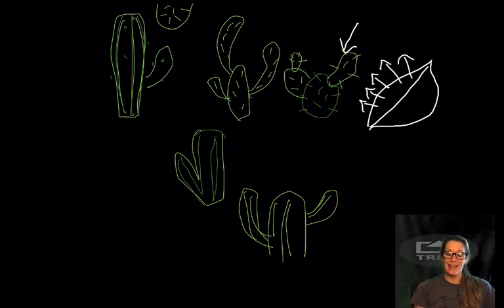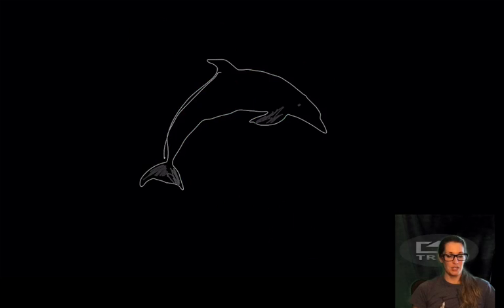So cacti have evolved to have needles instead of leaves, so they don't lose moisture because they live in arid environments. They've also evolved these interesting shapes to store moisture in their bodies because they're in arid environments. So that's another example of an adaptation.